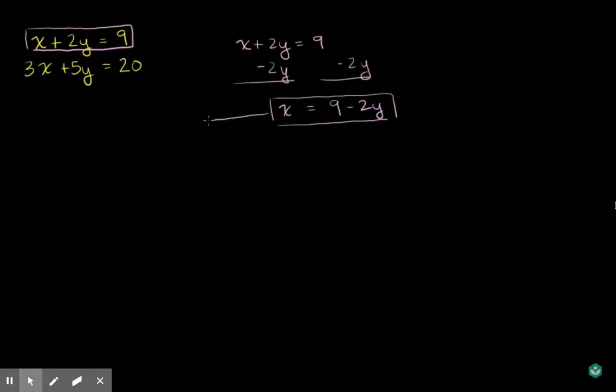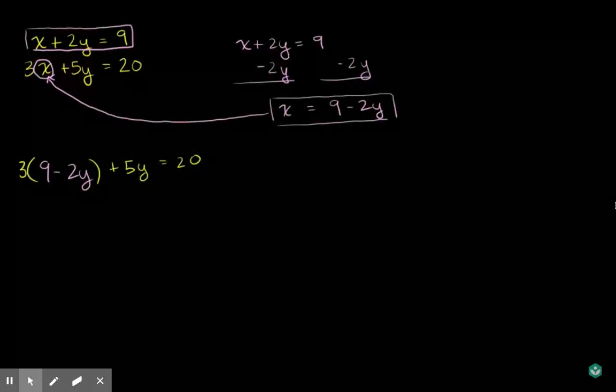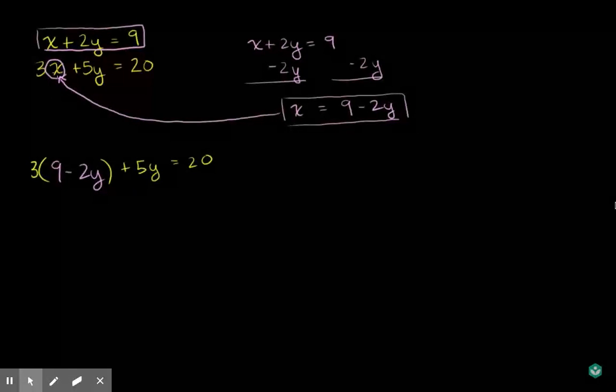So I can substitute this back in for x. This top equation says x has to be equal to this. Well, if x has to be equal to that, let's substitute this in for x. So the second equation will become 3 times x, and instead of an x, I'll write this thing, 9 minus 2y. 3 times 9 minus 2y plus 5y is equal to 20. That's why it's called the substitution method. I just substituted for x. And the reason why that's useful is now I have one equation with one unknown, and I can solve for y. So let's do that.